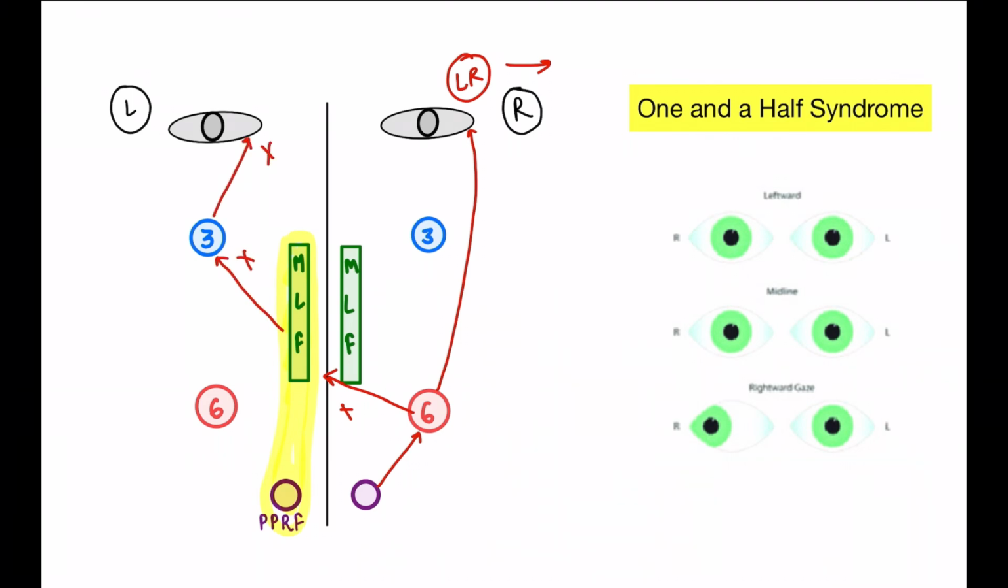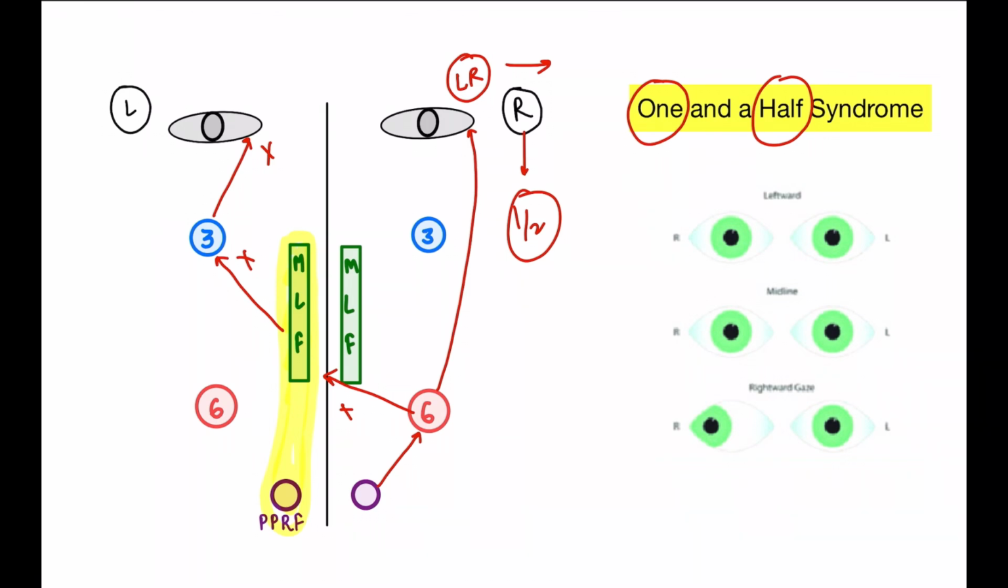Okay, so in 1.5 syndrome, the one means that one eye cannot work at all, and the half is that the other eye can do half the work. So in this case, the right eye is the one which is doing the half work, that it can adduct, and I will tell you what the one is.